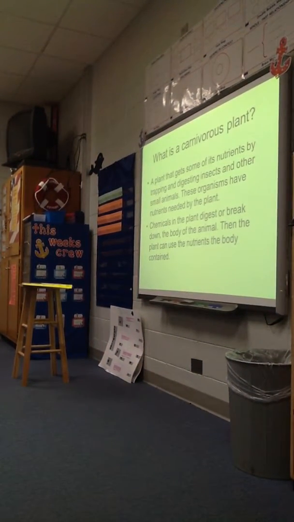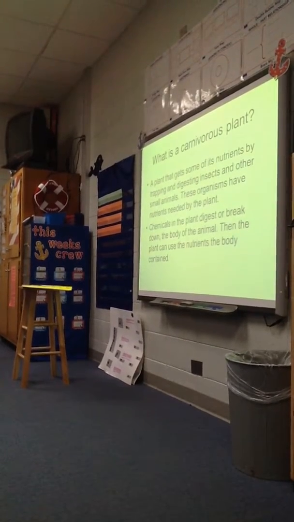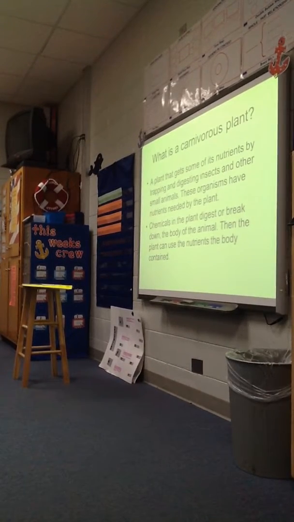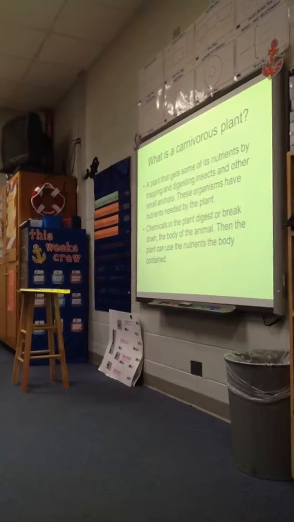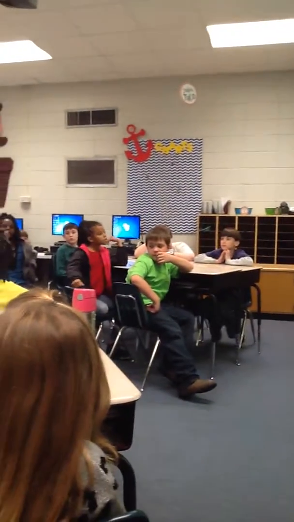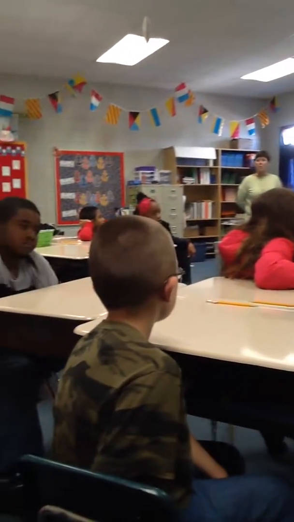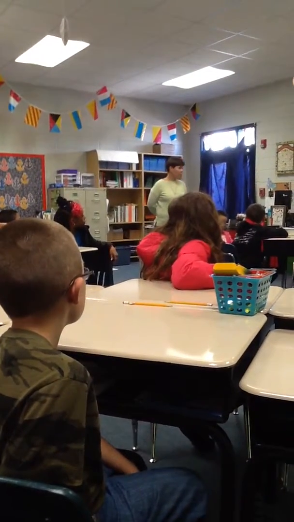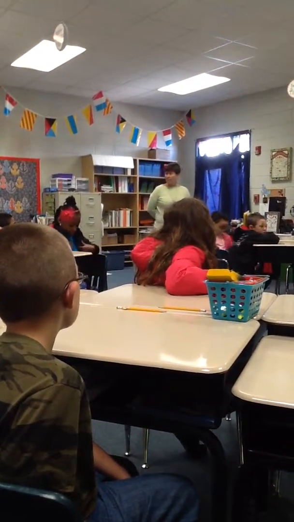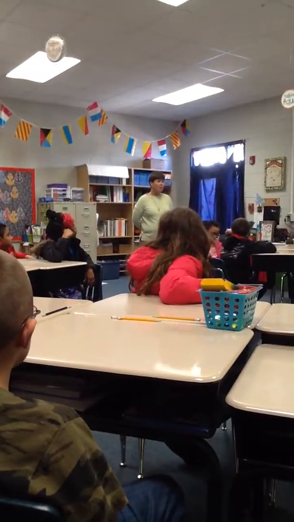What is a carnivorous plant? A plant that gets some of its nutrients by trapping and digesting insects and other small animals. These organisms have nutrients needed by the plant. So we're going to find out that carnivorous plants are meat-eating plants. They have to have bugs or spiders or some little critter so that they can survive.